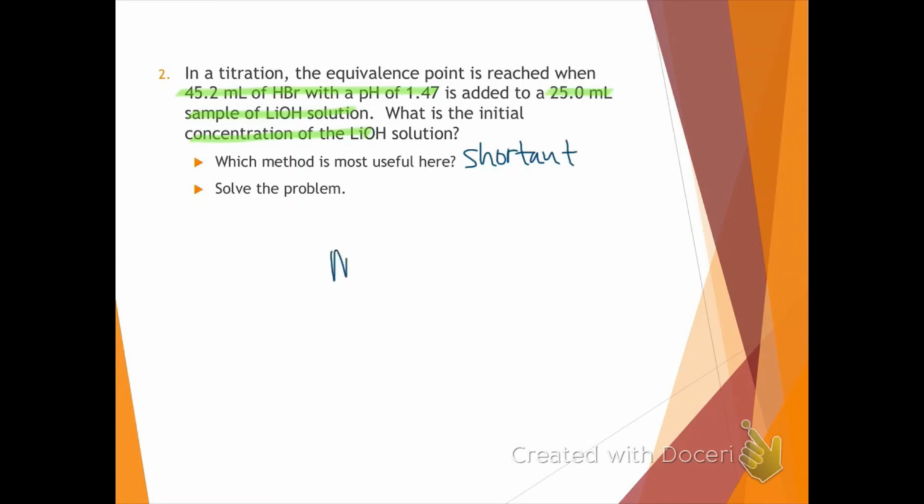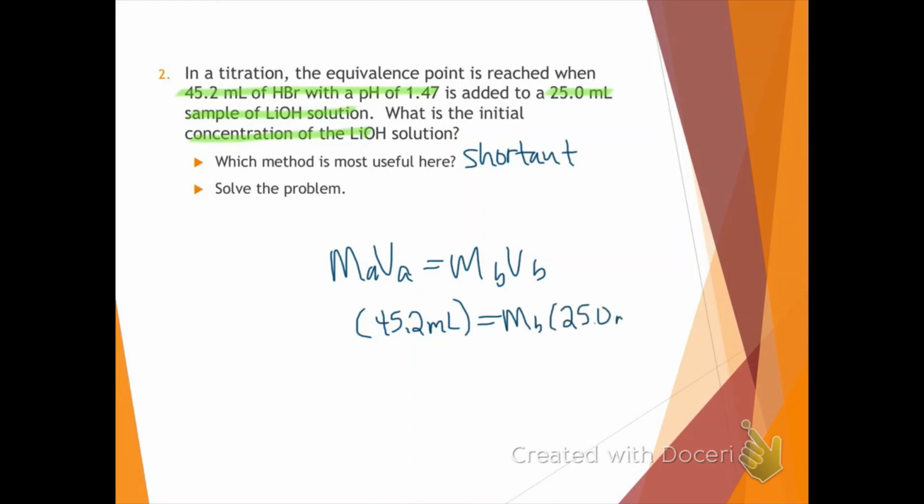That shortcut being MAVA equals MBVB, which is setting our moles of acid equal to our moles of base. Well, this problem didn't give me the molarity of my acid. It gave us the volume of the acid. We had 45.2 milliliters. We're looking for the concentration or the molarity of the base, and we had 25 milliliters of it. We have to be able to find the molarity of that acid.